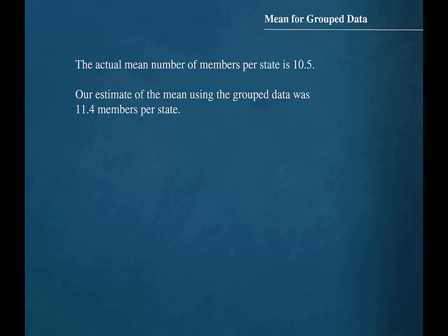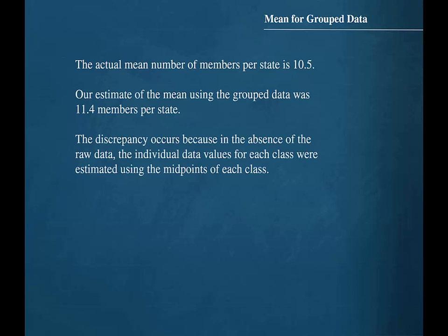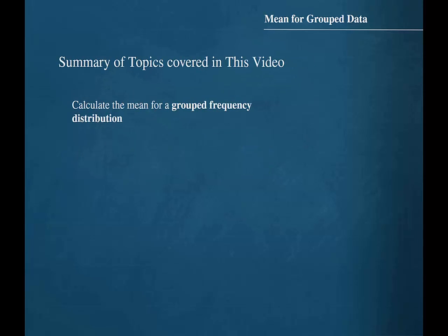Our estimate of the mean using the grouped data was 11.4 members per state. The discrepancy occurs because in the absence of the raw data, the individual data values for each class were estimated using the midpoints of each class. In this video, we learned how to calculate the mean for a grouped frequency distribution.